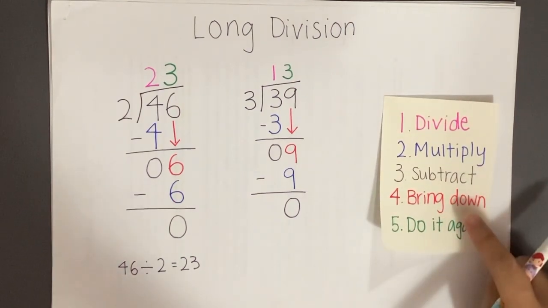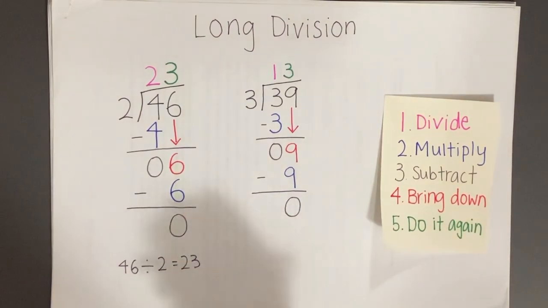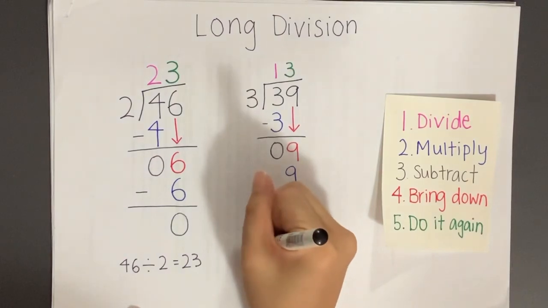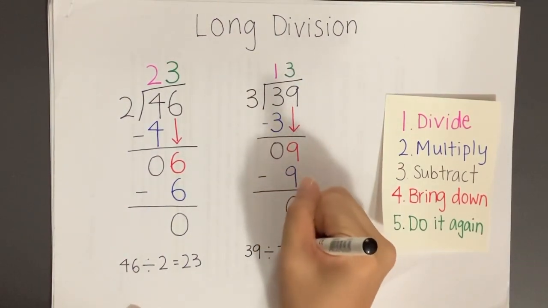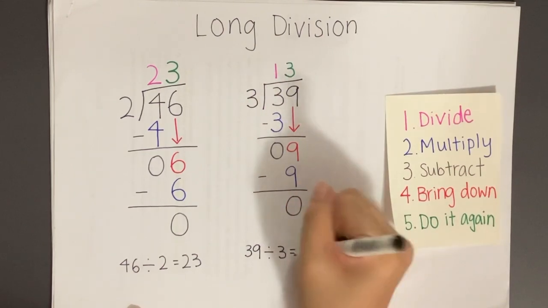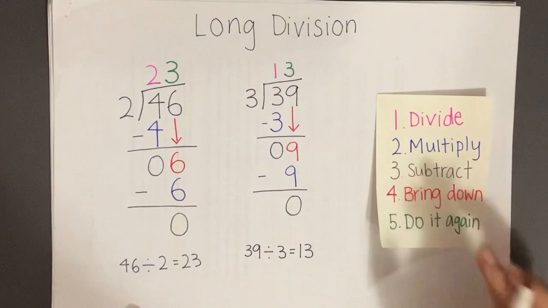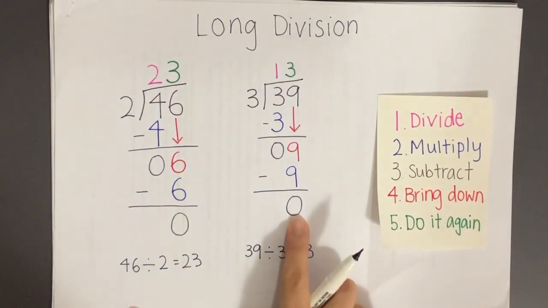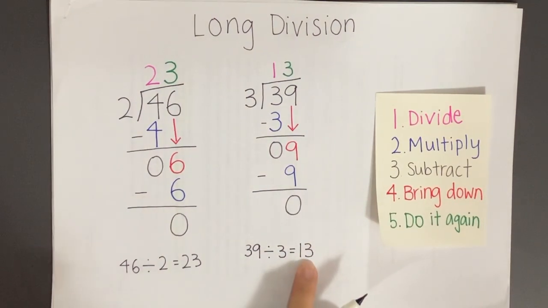So I have no other number to bring down as I'm already at my ones column. So I can stop here. Which means 39 divided by 3 is 13. My quotient is 13. My remainder is 0. So I can just write 13.